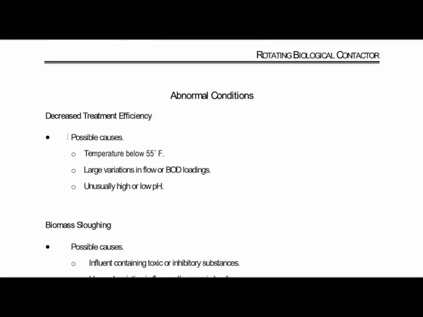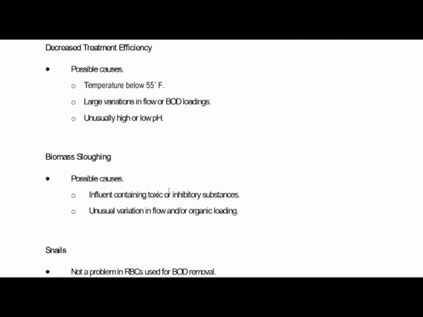Abnormal conditions decrease treatment efficiency. Possible causes are temperatures below 55 degrees Fahrenheit, large variations in flow or BOD loading, and unusually high or low pH levels. Biomass sloughing. The possible causes are influent containing toxic or inhibitory substances and unusual variation in flow or organic loading.